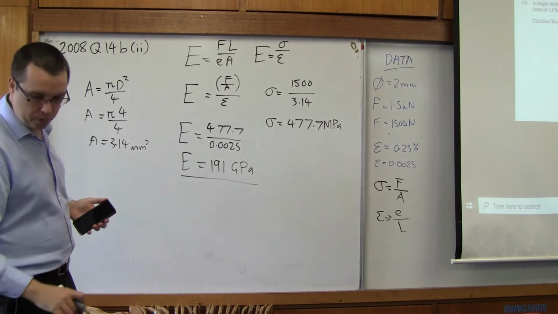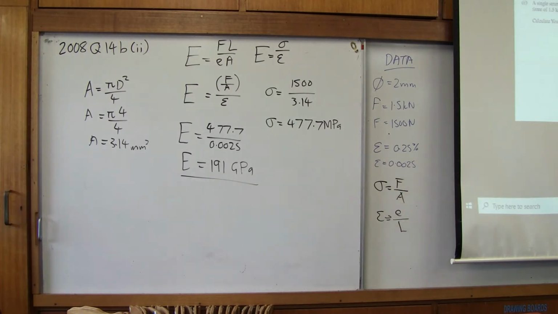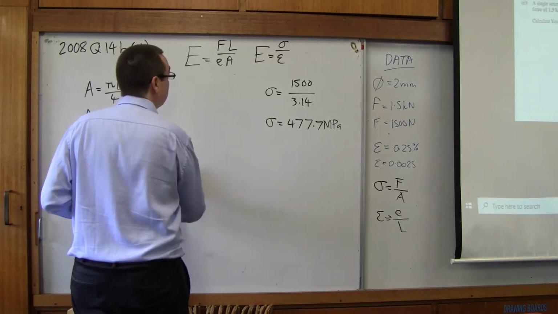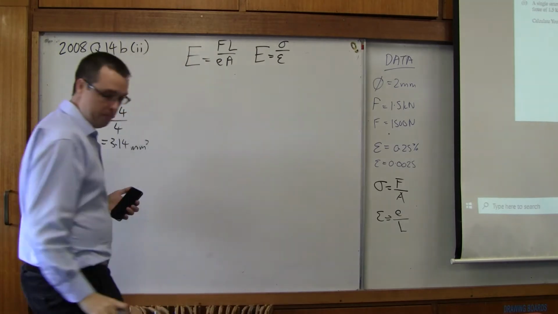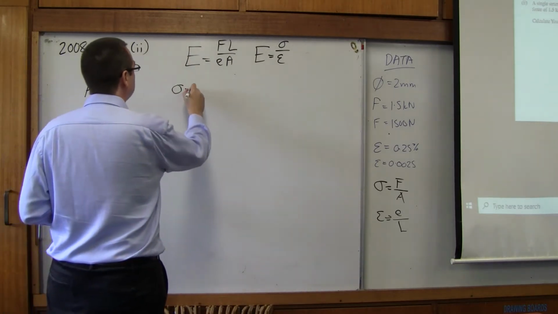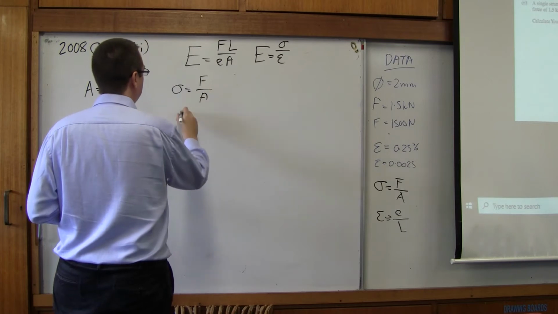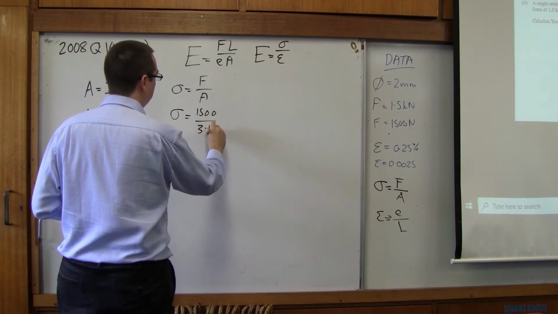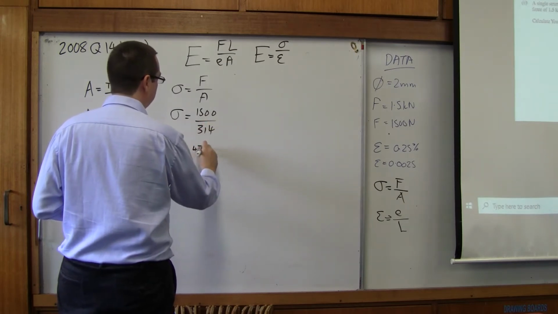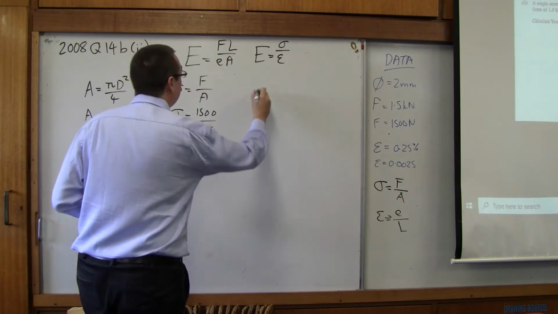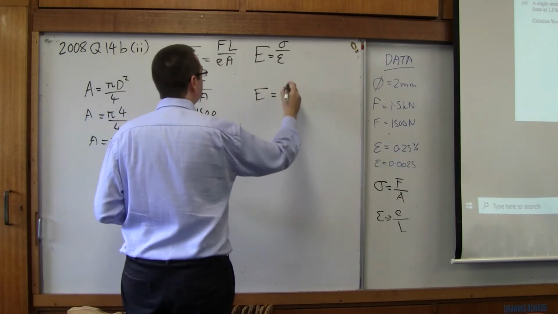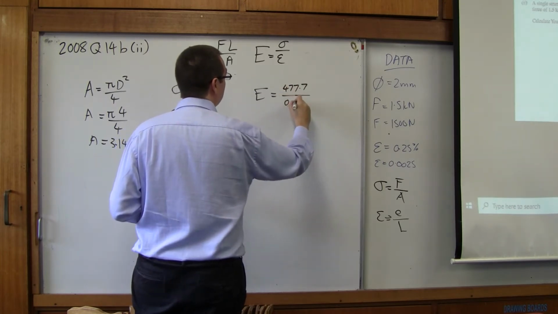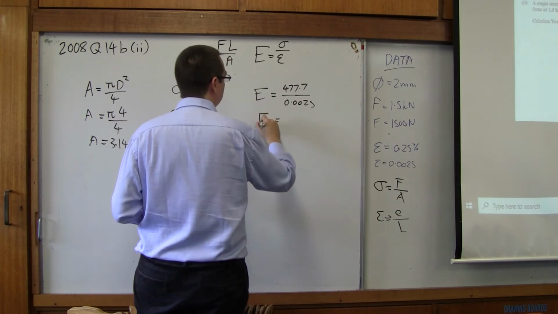I wish I'd laid it out a little bit better. I'm going to move some stuff around. Feel free to skip if you're watching this as a video. Okay. So we're going to write stress equals force over area. Stress equals 1500 divided by 3.14 equals 477.7 megapascals. Young's modulus is equal to stress over strain, 477.7 divided by 0.0025 equals, what was it?